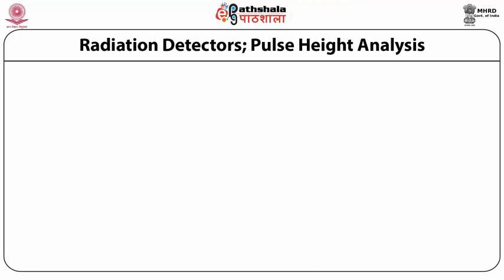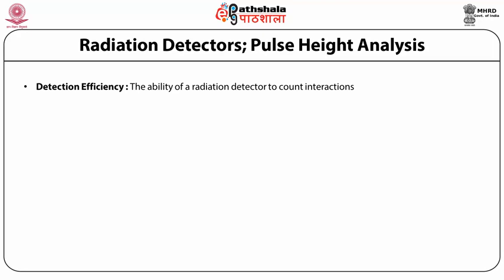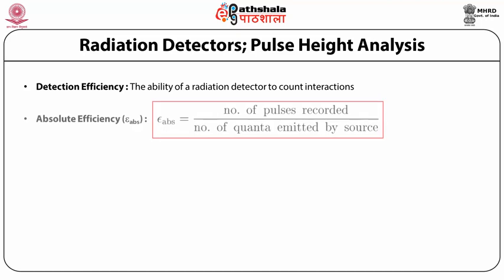Radiation detectors, pulse height analysis. Now in the pulse height analysis, there is one more important thing which is defined, that is called detection efficiency. Detection efficiency is the quantity which tells us how efficiently a given detector is counting radiations. The ability of a radiation detector to count interactions is called detection efficiency. Detection efficiency can be defined in terms of absolute efficiency. Absolute efficiency means the number of pulses recorded upon the number of quanta emitted by the source.